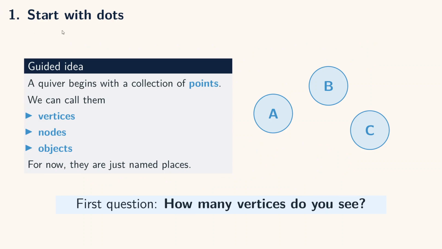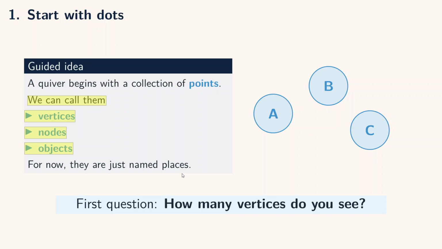Start with dots. Every quiver starts with points. Just points, nothing more than that at first. We give these points a name. We can call them vertices. Some people prefer to call them nodes. In the language of category theory, you will sometimes hear them called objects. But for now, no matter what name we use, the idea is the same. They are just named locations. Places that exist, sitting quietly, waiting to be connected.